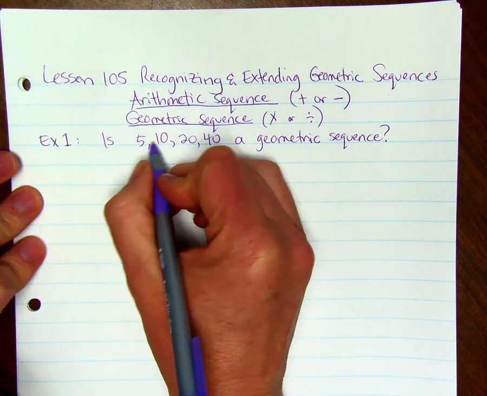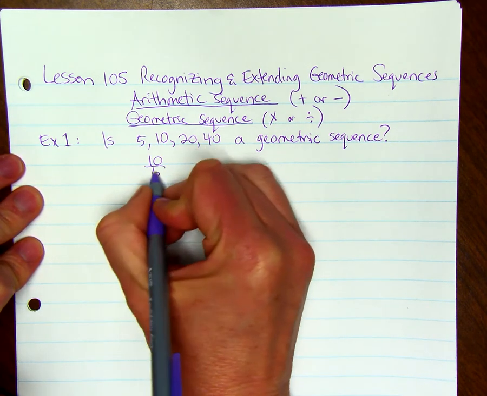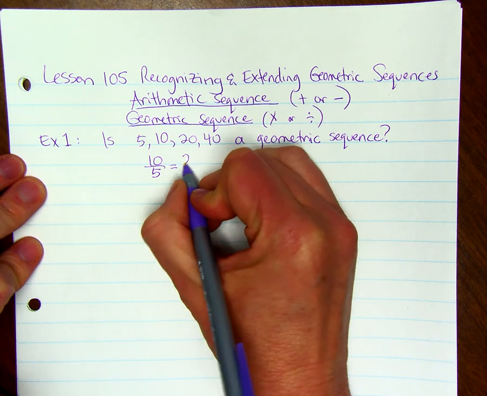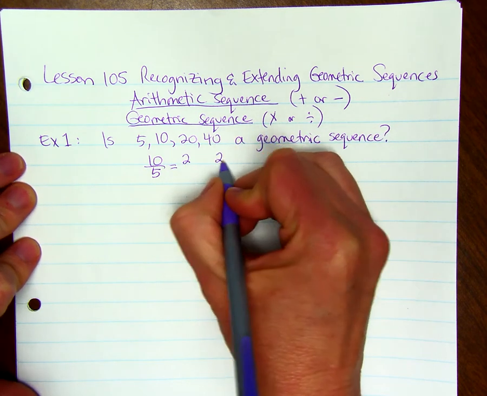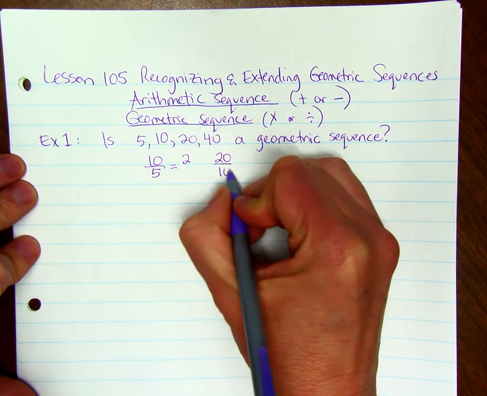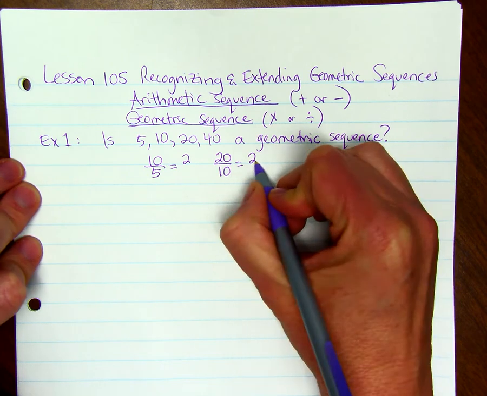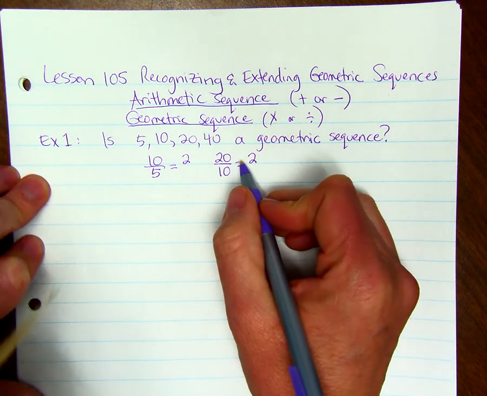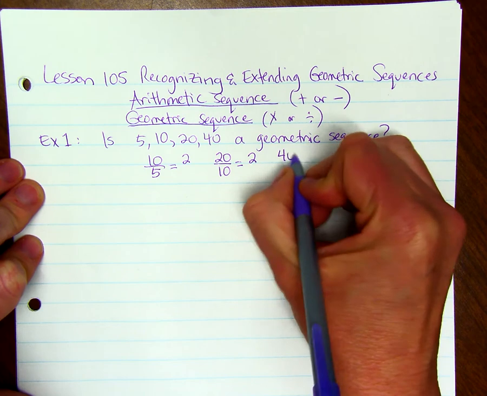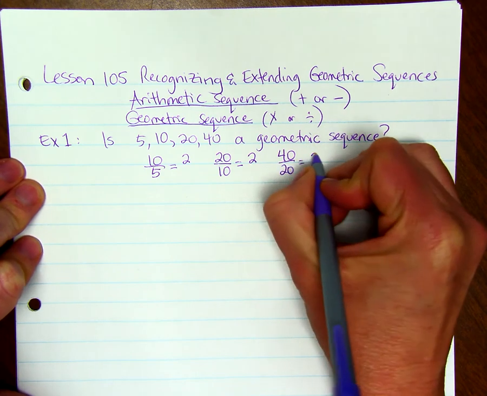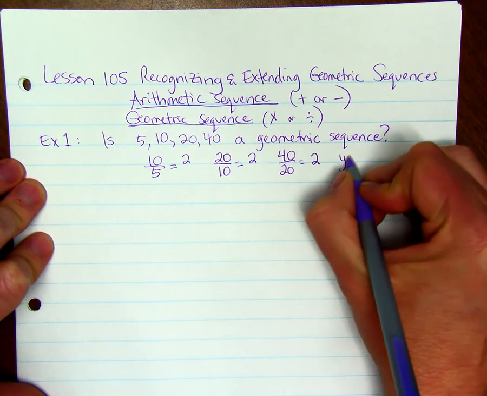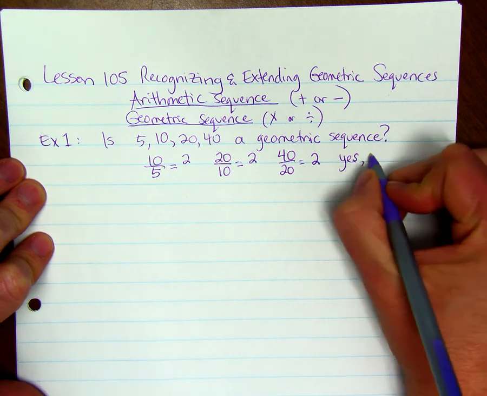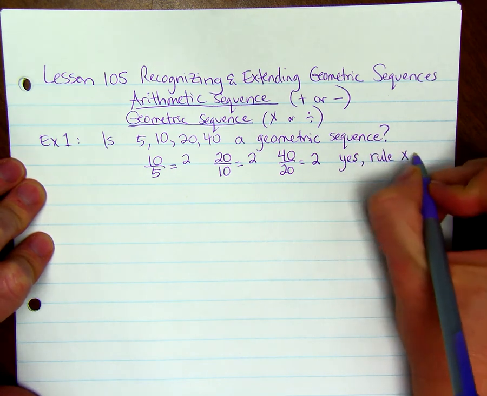So we take the second number 10 divided by the first, and that is 2. Then we're going to take the third number and divide it by the second, and that's 2. So it looks like we're timesing by 2 each time. 40 divided by 20 is also 2. So yes, it is a geometric sequence, and the rule is times by 2.